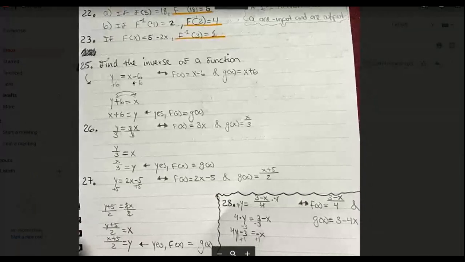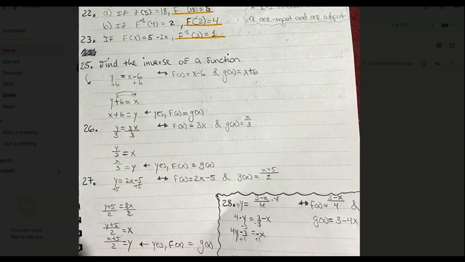Okay, and then the next step was to replace x with y, and that was basically it for that one. That was pretty simple, 25. And here we can see that y equals x plus 6, which is the same as g of x equals x plus 6, which means that yes, f of x equals g of x in this case.